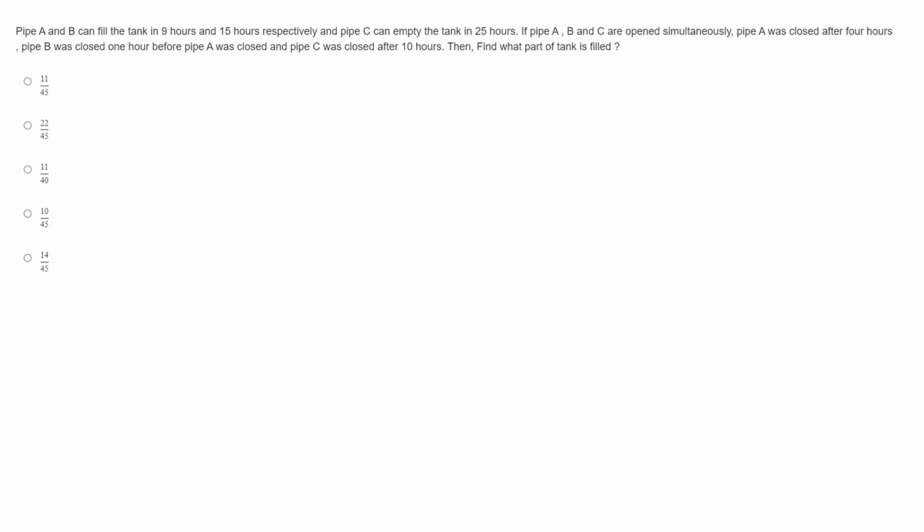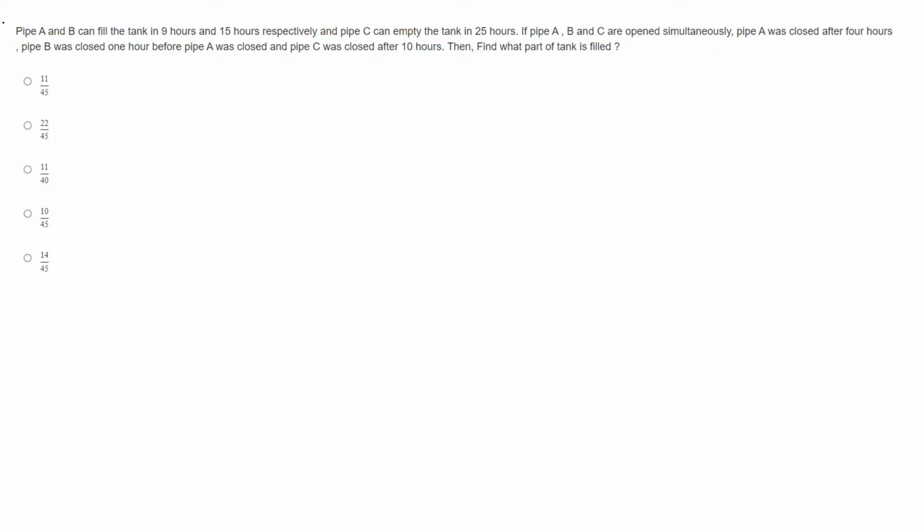Okay, let's see how you are going to solve these kinds of problems. Listen guys, whatever the problem may be, assume the tank capacity first. So how are you going to assume the tank capacity? Take the individual times given for each pipe, take the LCM of those times as your tank capacity, then try to find out how many liters that particular pipe can fill in an hour.